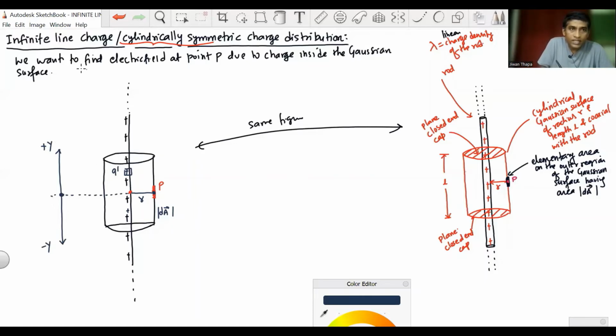So what we find in this figure is that Q is the total charge inside the Gaussian surface, and Q dash is a charge element on, let's say, the positive y axis. Clear? And let the charge element Q dash be at distance small a from this point. Okay, so let's call this point O.